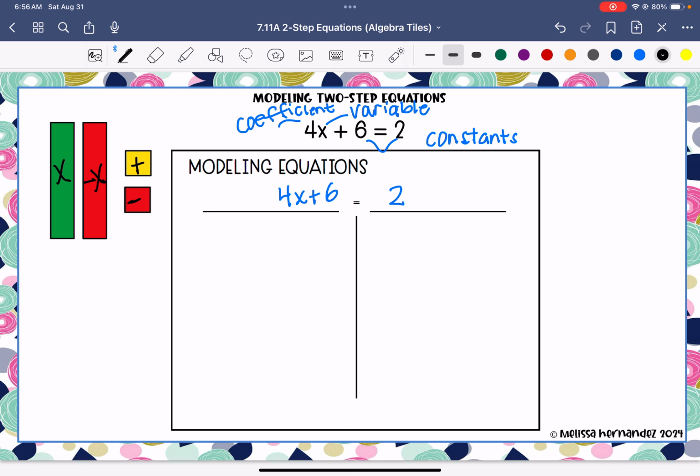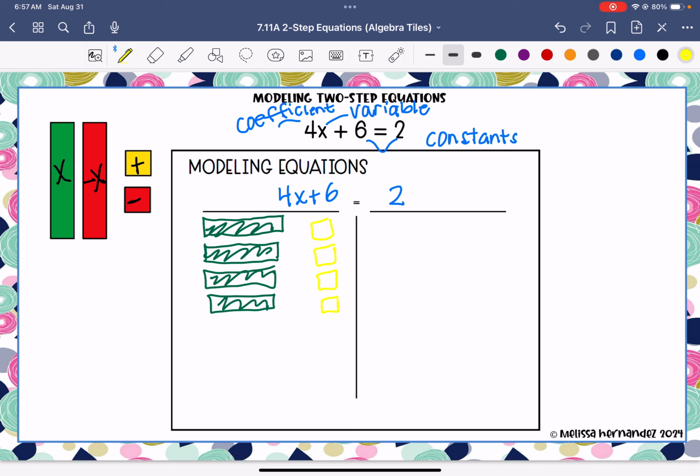So what I want to do is model 4x, and so that's just 4 rectangles. All right, now I need to model 6 positive units. So that would be 6 squares. And on the right side of my equation, it's 2 positives. So that's 2 yellow squares or 2 tiles.